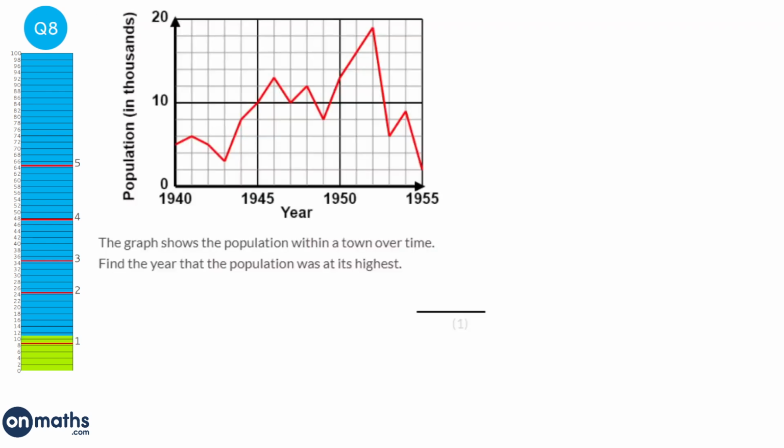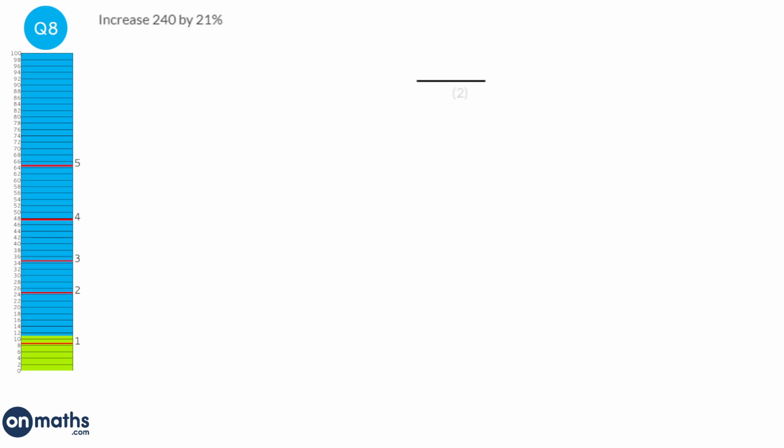So what we need to do is find out where the graph is at its highest, and so it's highest here. And so if we go down from there, we find out what year it is. Well, these years seem to be going up in 1, so that's 1950, 1951, 1952. So the answer would be 1952. So we start off by working out what 100% of 240 is. Well, that's obviously going to be 240.